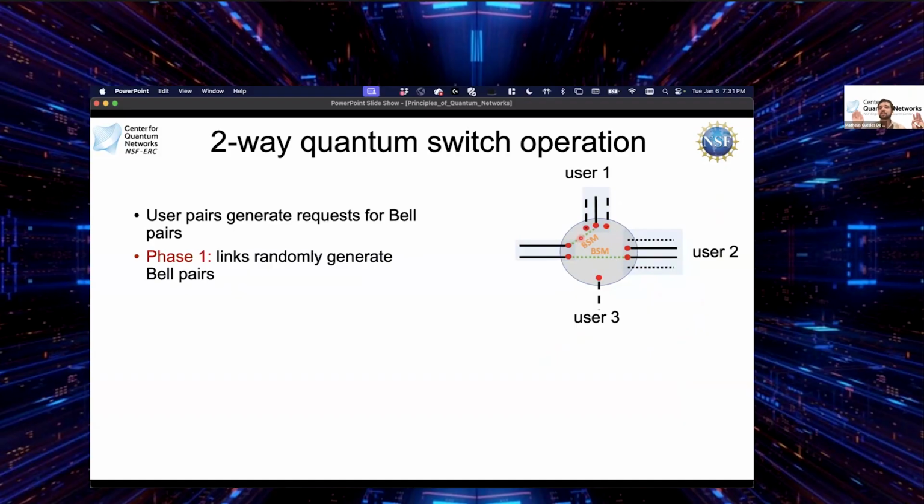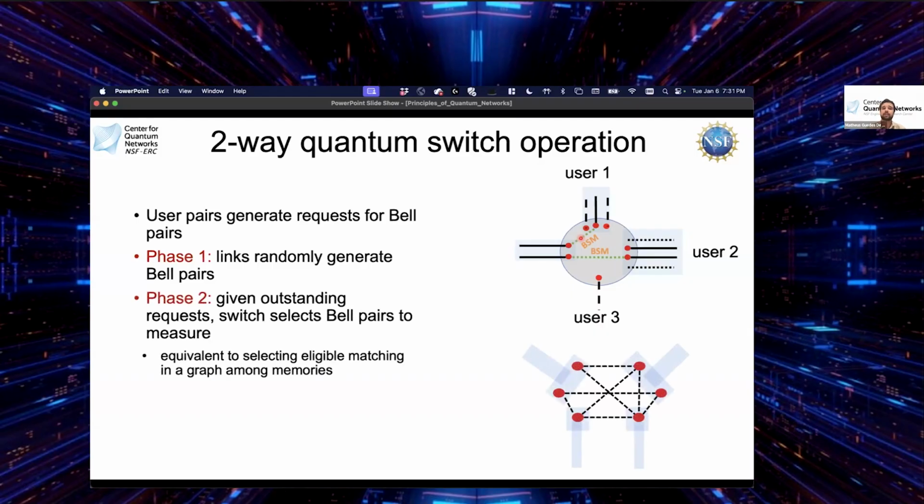So we can imagine also this type of two-phase communication approach, where in phase one, we generate link-level entanglement in a random way because the process is probabilistic inherently. And in phase two, given the outstanding requests that we have, which users we should connect together, the switch can select which Bell pairs to perform BSMs or even GHZ fusions so that we generate the necessary end-to-end entanglement.